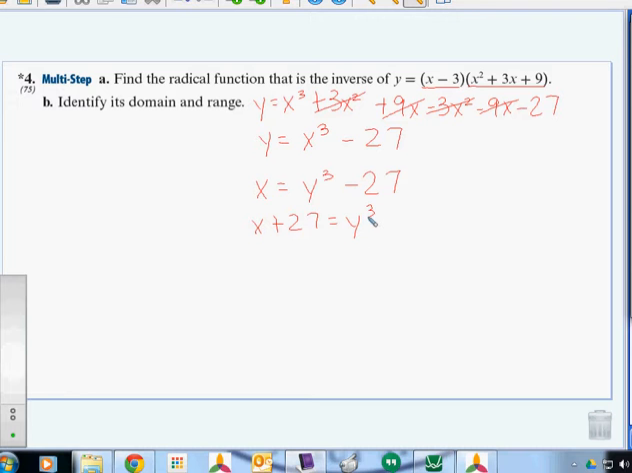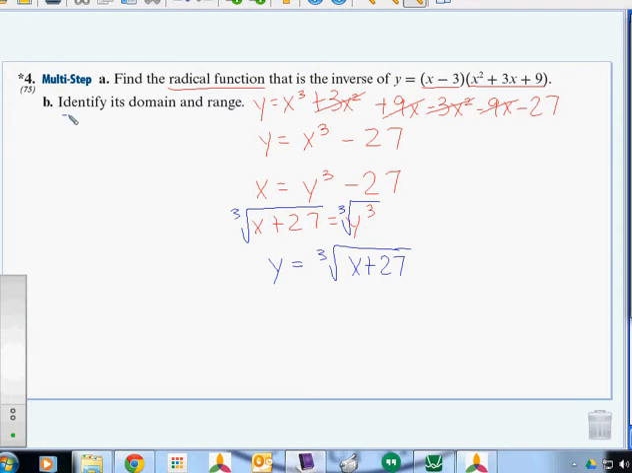Do you see why they're saying find the radical function? Because we have to take the cube root of y cubed to get y by itself. So that's what I'm going to do right here. Take the cube root of that, take the cube root of that, and that leaves me with y equals the cube root of x plus 27. Whew, that was a long process getting A answered.